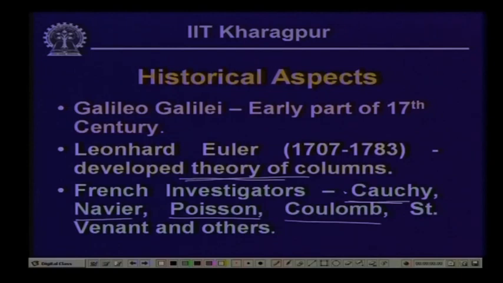So, in the earlier stages we had a lot of theoretical explanations and experimental evidence, but subsequently the French investigators, to name a few, Cauchy, Navier, Poisson, Coulomb, Saint Venant and several others, devoted their attention to the theoretical development of the strength of materials or the mechanics of materials aspects. This particular subject, where it stands today, is based on their research investigations, and several theories came up based on their research findings.